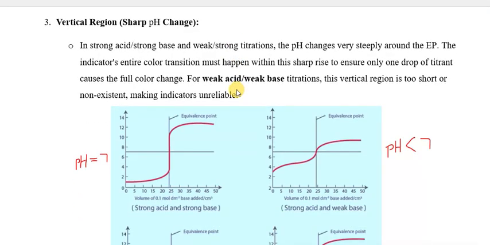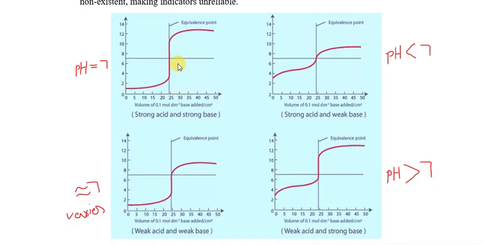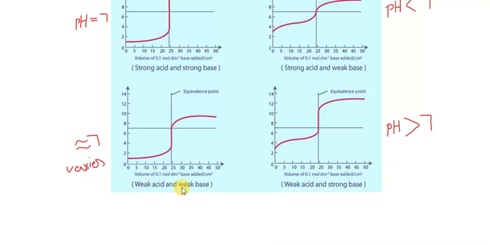See, these are the four titration curves of four types of acid base titration: the strong acid and strong base titration curve, the strong acid and weak base titration curve, the weak acid and strong base titration curve, and the weak acid and weak base titration curve.